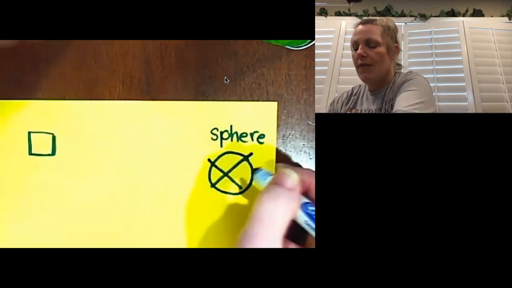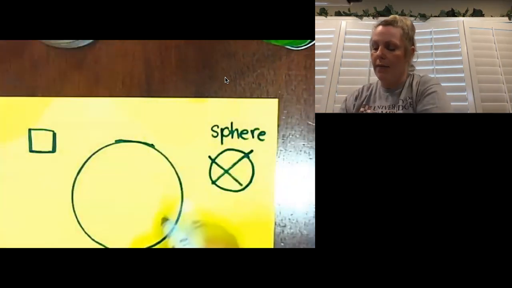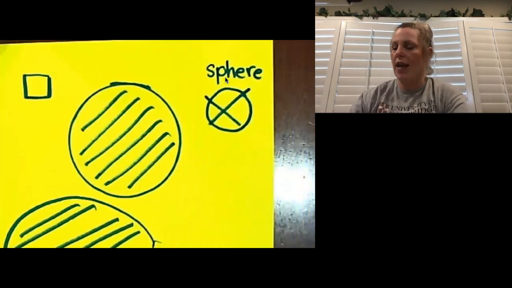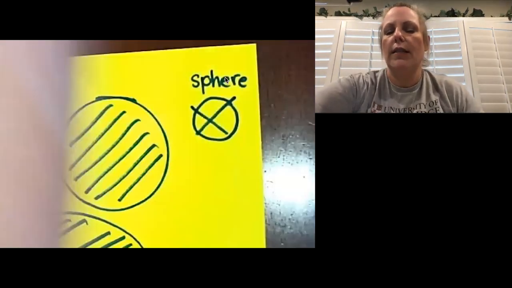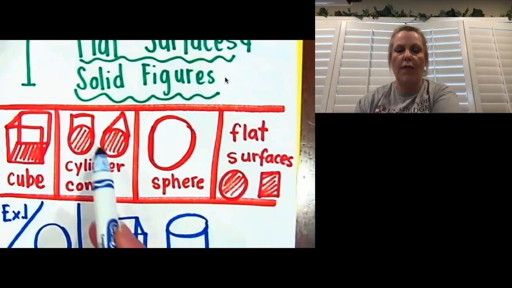A sphere has no flat surface. But if I take a can and I draw a circle around the bottom, look, it has a flat surface. Now, if I also outline my cone, it's kind of messy, but it does make a nice big circle. So the only shape that cannot have a flat surface is that sphere. Let's look back at our paper. We know that a cube has a flat surface and cylinders and cones have a flat surface, but a sphere doesn't.